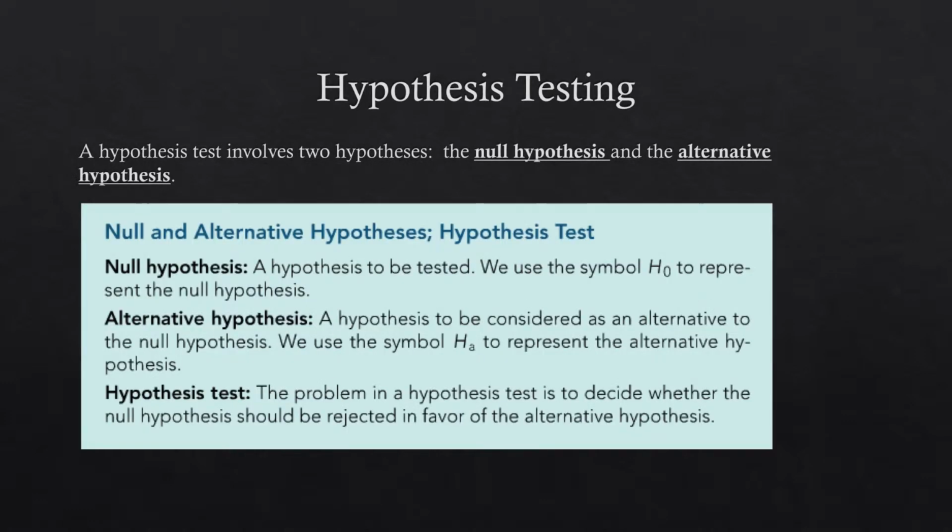So, with hypothesis testing, you typically have two hypotheses. You have a null hypothesis and the alternative hypothesis. Now, the null is what we're testing. It represents what we're testing, and it's represented by h sub 0. The alternative is a hypothesis considered as an alternative to the null. And I know that's hard to believe, but that's what it's considered, okay? Alternative to the null. And it is represented by h sub a.